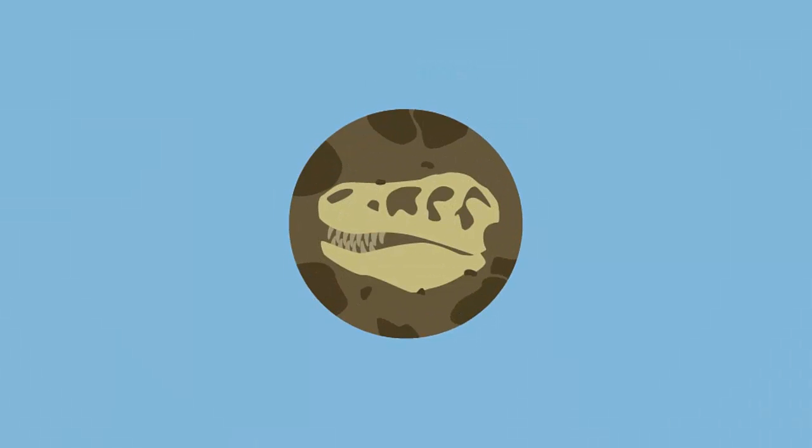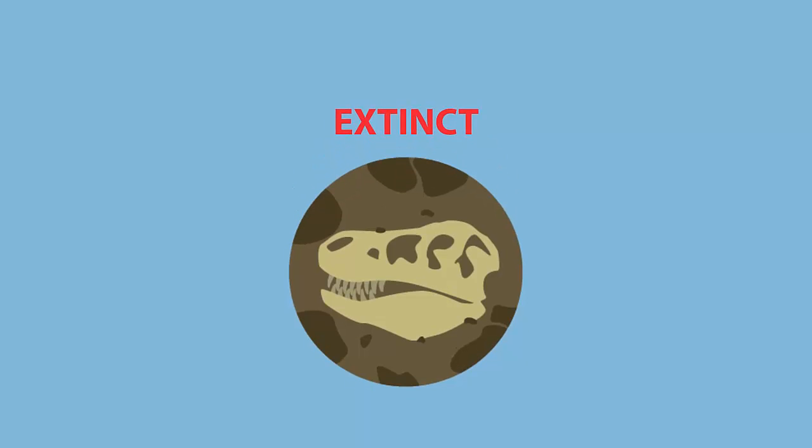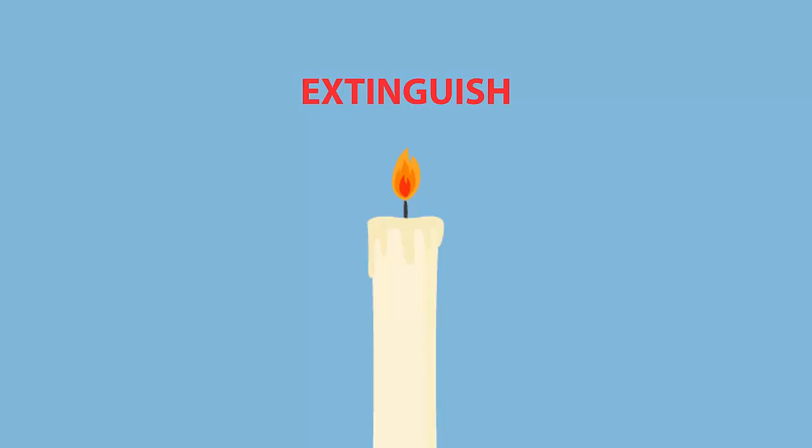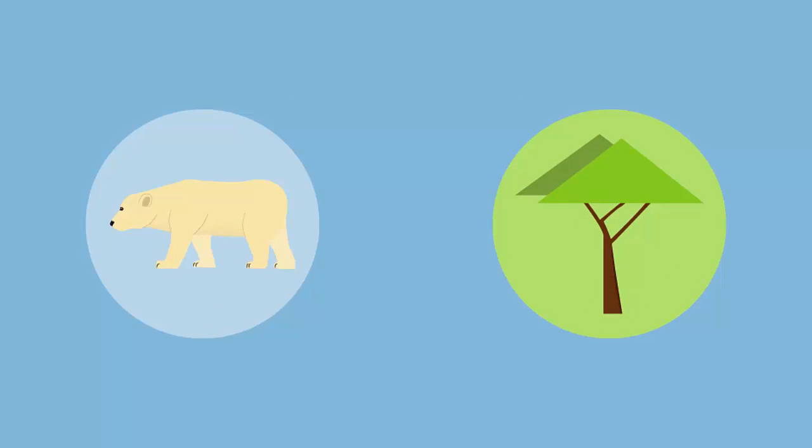What is extinction, and how does a species become extinct? To extinguish something means to stop it from existing, like blowing out a candle flame. When a plant or animal species that once lived stops existing entirely, we say that that species has become extinct. Why do certain species of plants and animals sometimes become extinct?